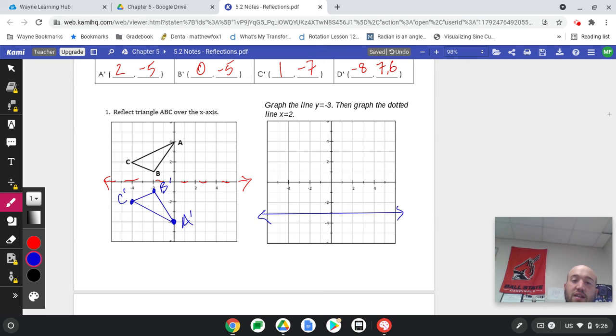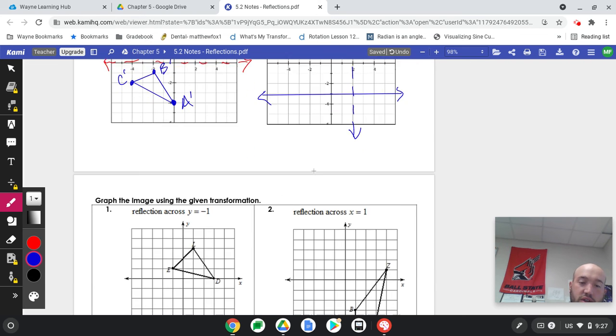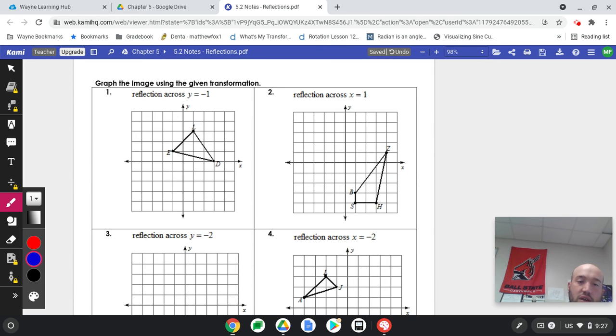Now we're going to do a dotted line at x equals 2. It will cut through the x-axis at 2. So 1, 2, I guess I don't need to count. It goes through 2 there. And that is our line x equals 2. So probably the hardest part is finding that line of reflection. Once you got that, it should be pretty easy.